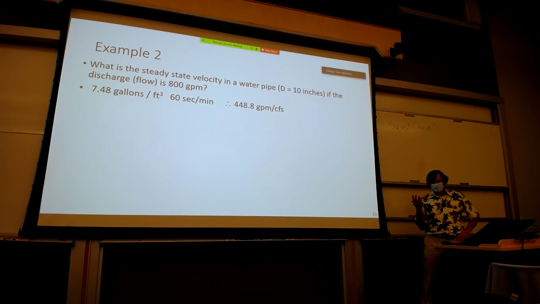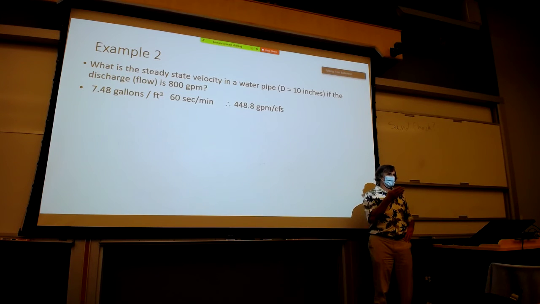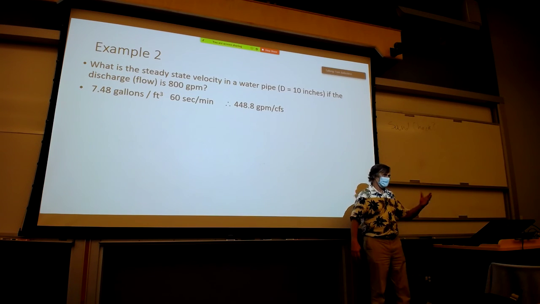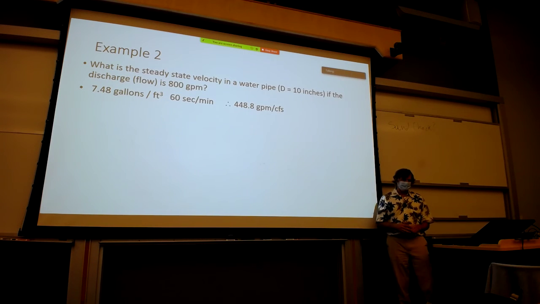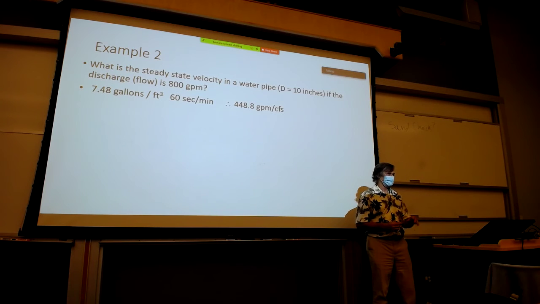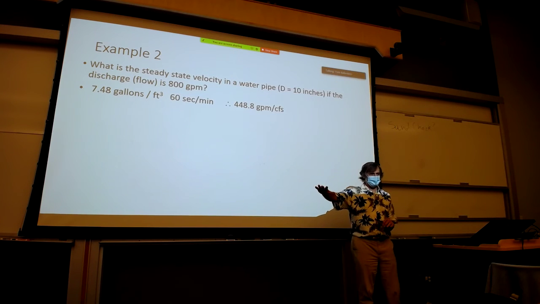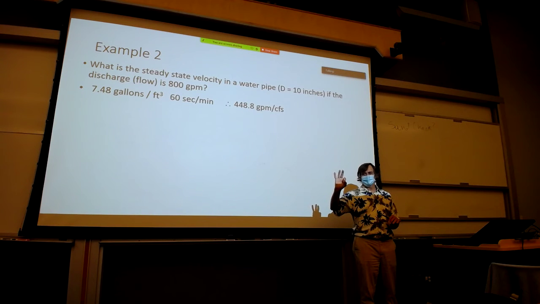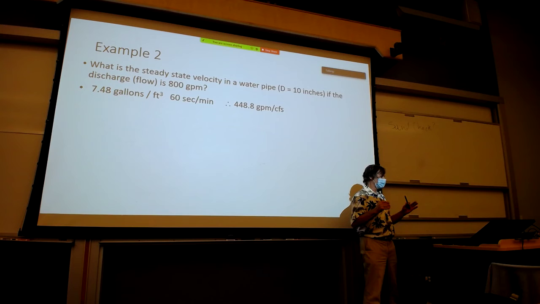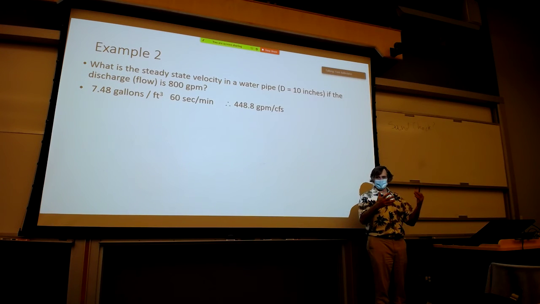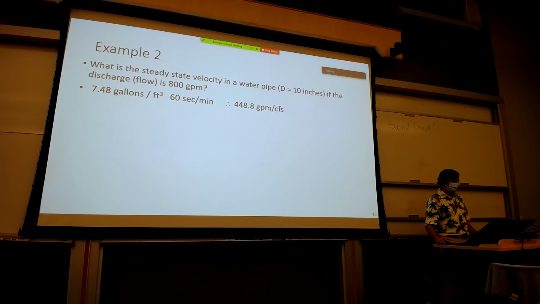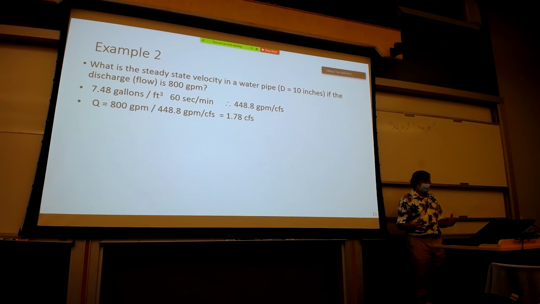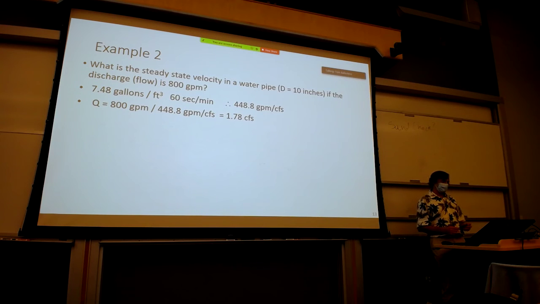So again, why do I do this? We work in either SI or BG. In SI, the units should be meters, seconds, kilograms, and newtons. And in our system of units, we have foot, pound, second, slug. So gallons per minute is neither of those. So I'm converting gallons per minute to our BG units, feet and seconds. So the 800 gallons per minute, from this conversion, is 1.78 cubic feet per second.